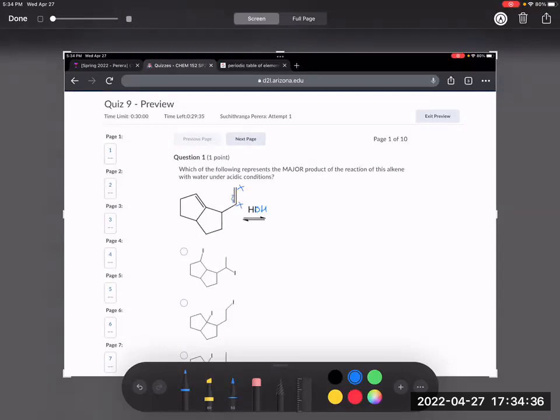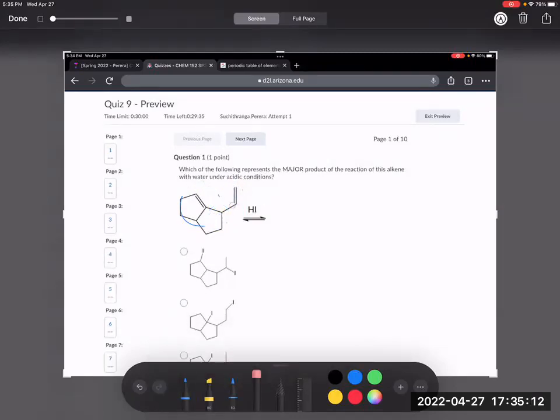The idea is that if you have a cation surrounded by more electron donating groups, more R groups, that cation will be more stable. This cation is going to have two R groups, this and this, and as a result it's going to be more stable. The more stable cation will be formed more because there is a smaller activation energy barrier for it to be formed. Therefore, that would be your major product. So we have two of them here.